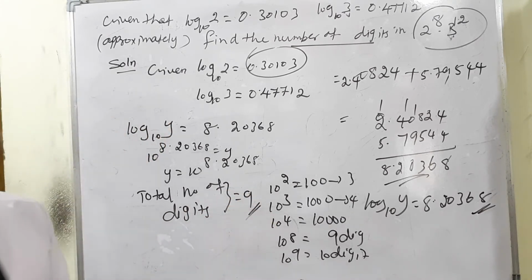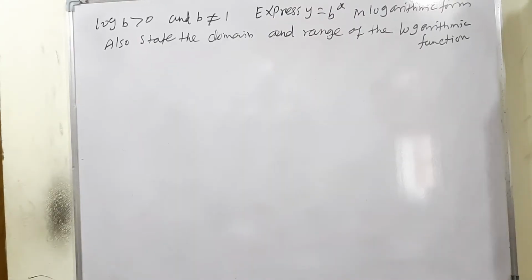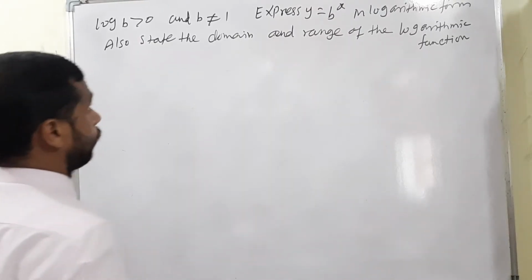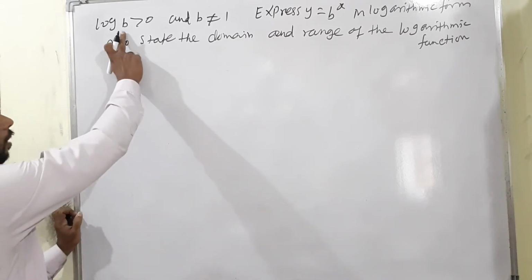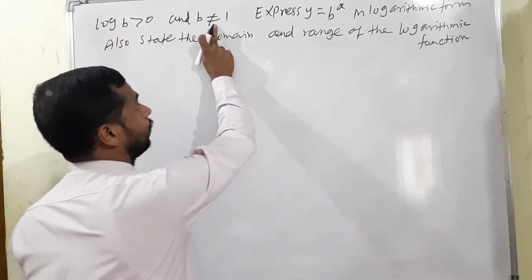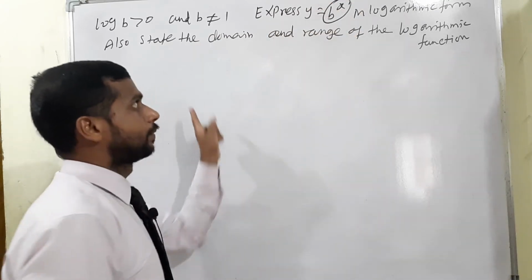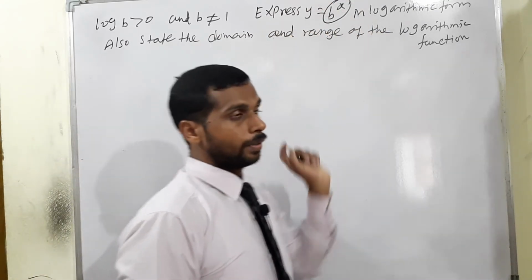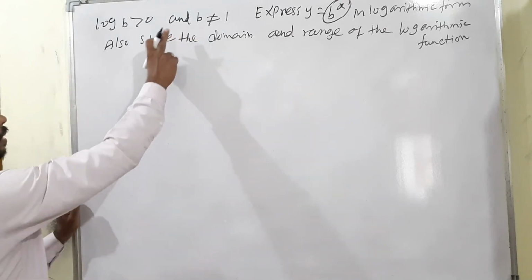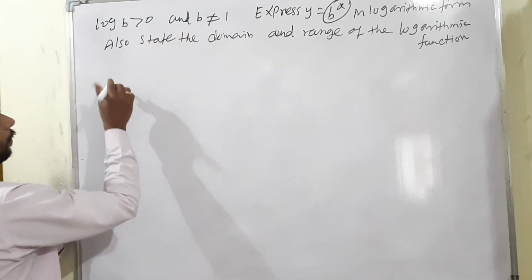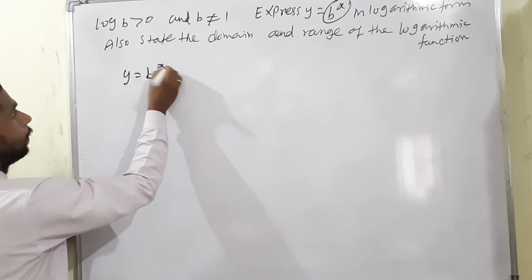Okay. I will continue with the next question. Exercise 2.12, question number 1. Condition: log b greater than 0 and b not equal to 1. Express y is equal to b power x. We have to make it in logarithmic form. So two questions are there. The first one we have to make in logarithmic form. The given condition is y is equal to b power x.